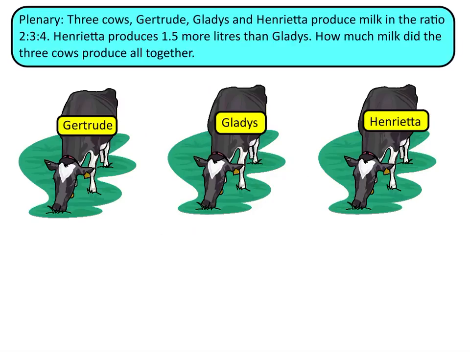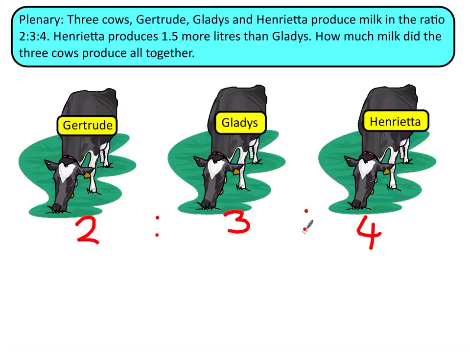Now let's do quite a challenging question. We've got 3 cows, Gertrude, Gladys and Henrietta, and they produce milk in the ratio 2 to 3 to 4. Now, Henrietta produces 1.5 litres more milk than Gladys. How much milk did the 3 cows produce in total? Now, if we've got Gertrude being the 2 in the ratio, Gladys being the 3, and Henrietta being the 4, we can think about this a bit more clearly.